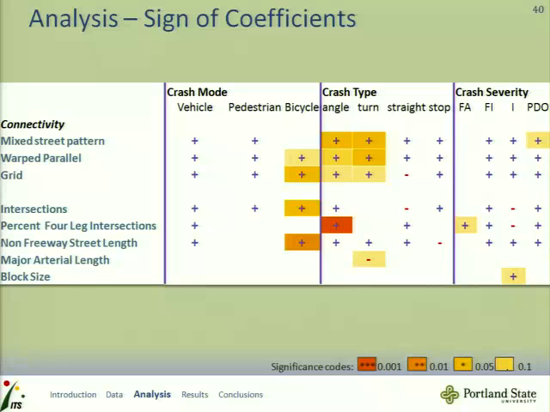Intersections and the total street length were also significant for bikes. So bicycle crashes tend to be more of an issue as you get to more grid, where you have more intersections in particular. There may be some cross-correlation of those factors. The percent four-leg intersections was significant for the angle crashes. Again, makes perfect sense considering what type of crash that is. The major arterial length turned out to be significant for turning crashes, but block size was only significant for one of the severity levels.